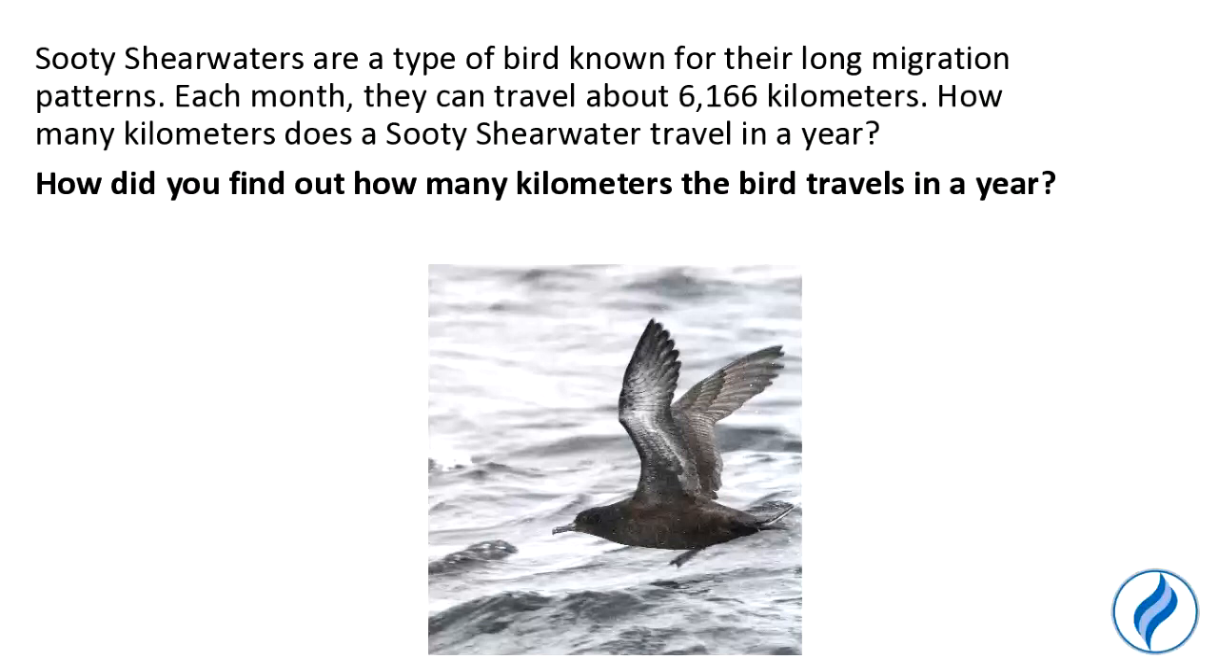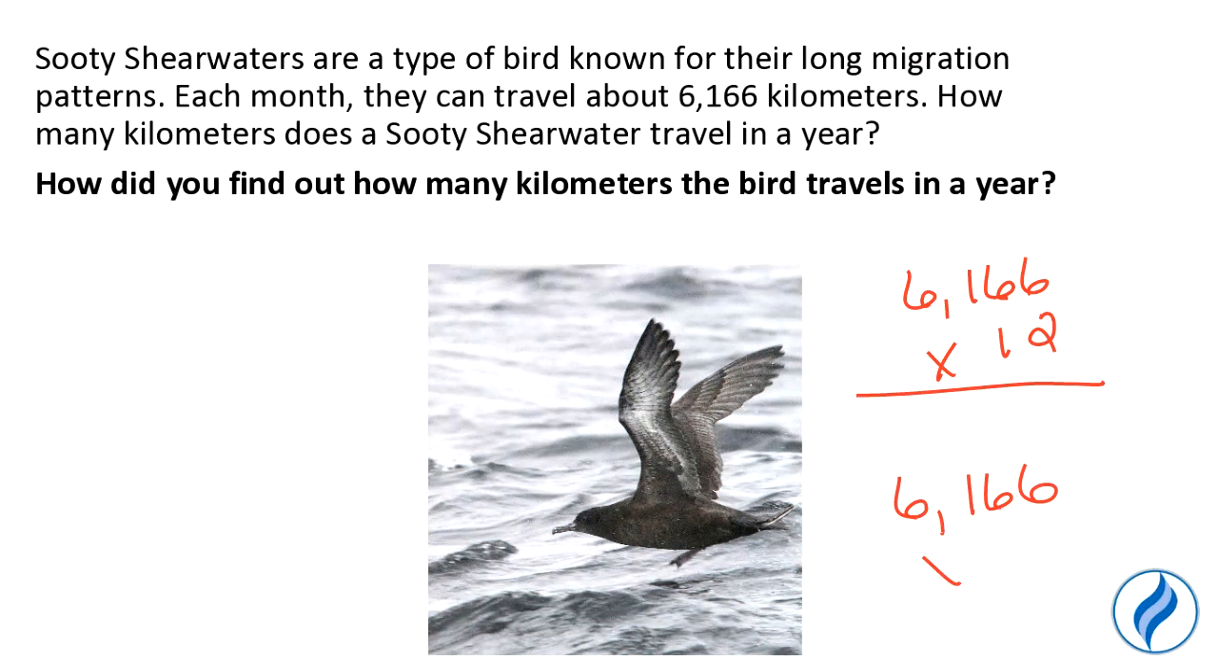Let's take a look at the next one. How did you find out how many kilometers the bird travels in a year? Well, we multiplied how many kilometers the bird travels in 1 month by the number of months in a year. So we multiplied 6,166 times how many months in a year? 12. If we wanted to figure out how far they travel in half a year, we would say 6,166 times 6 months, because that would be half a year, but it asked for in a year.